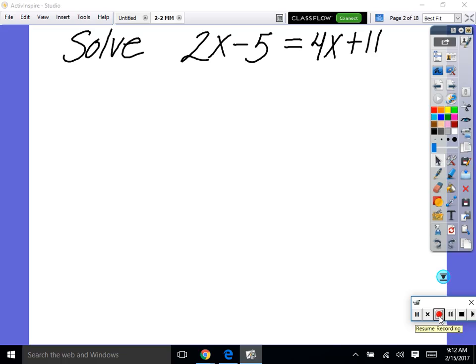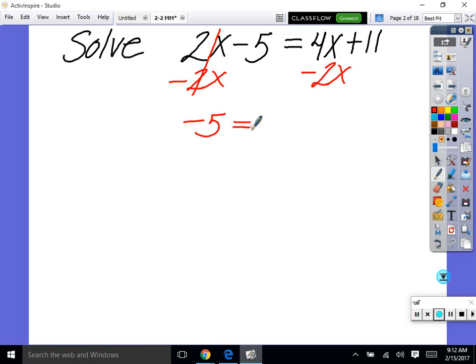So we know that we have to solve for x. We have two x's, so we're going to combine our x's. I personally went about it this way. I subtracted 2x from both sides of the equation. Don't let your equal sign go away, because that's where we get confused. So that's 0. So we have -5 on this side of the equal sign. And then, adding those up, 2x plus 11.